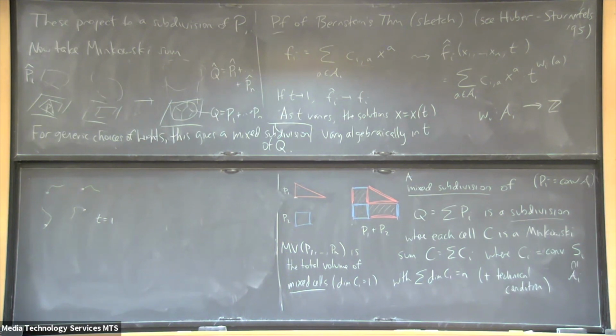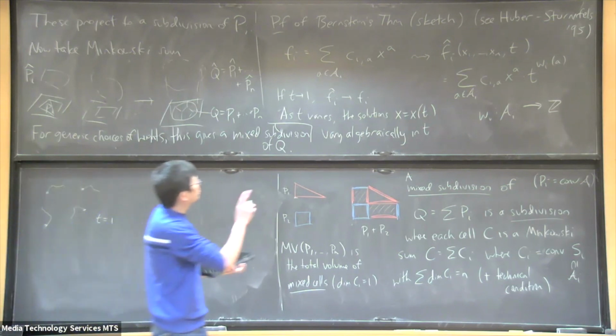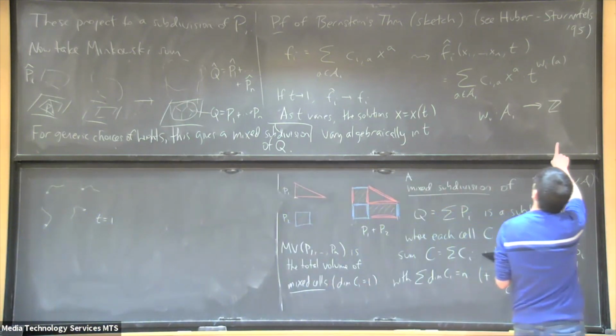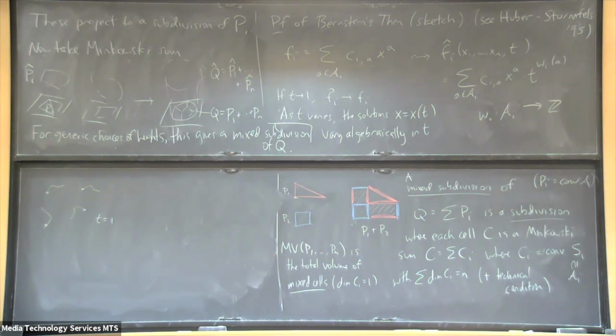And each of the isolated solutions for t equals 1 will lie on a different branch of this curve. So what we're going to end up doing is we're going to try to solve this system not at t equals 1, but close to t equals 0. So we're going to count the number of solutions to the system close to t equals 0.